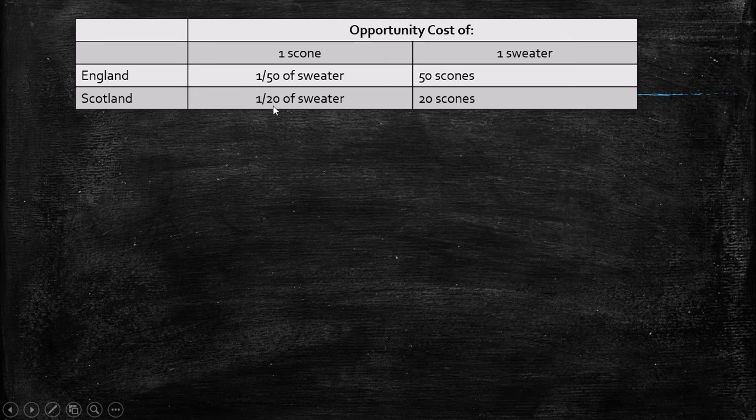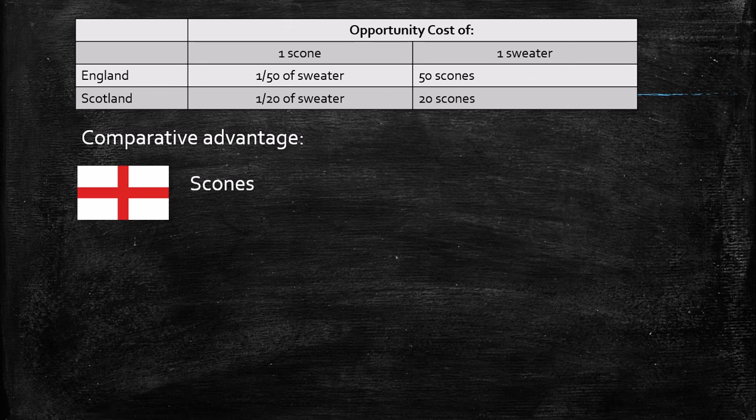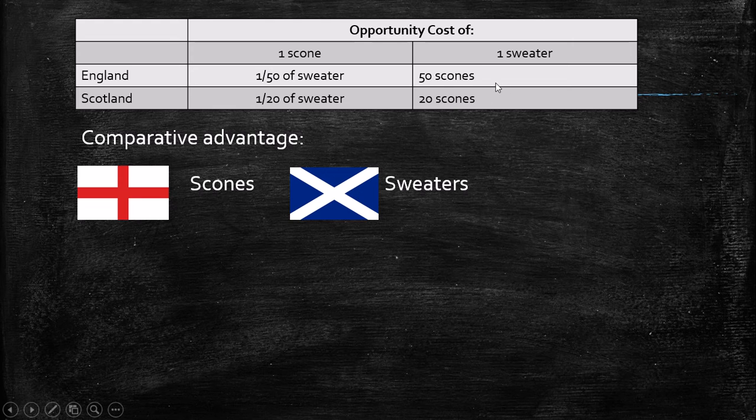On the other side, the Scottish worker, for 1 scone, can produce 1 over 20 of a sweater. Why? Because it's 2 sweaters per hour, and in the same time they produce 40 scones, so it's 2 over 40, which means 1 over 20 of a sweater, and 1 sweater is equivalent to 20 scones. So the comparative advantage is the smaller opportunity cost, so scones for England and sweaters for Scotland.